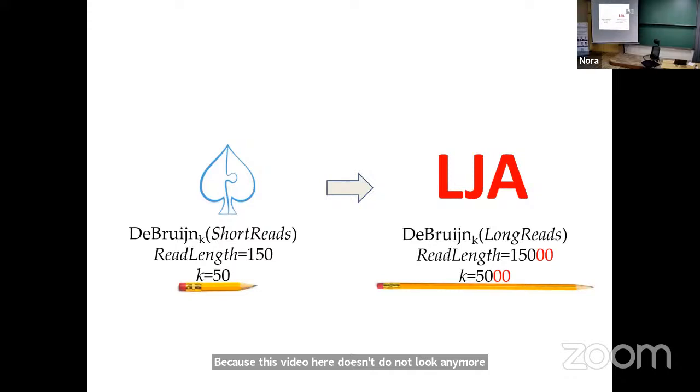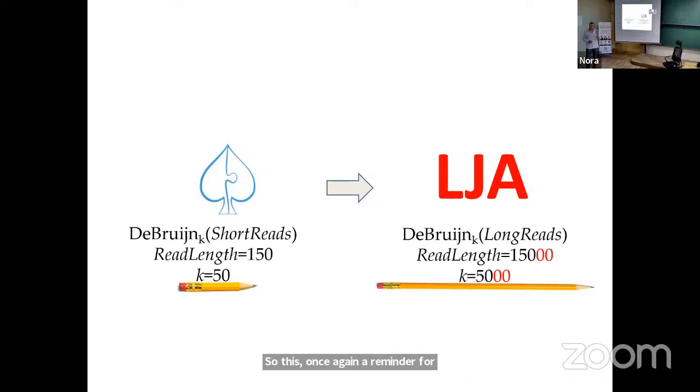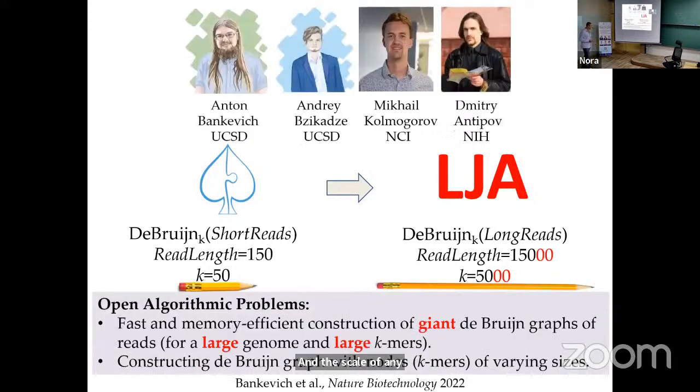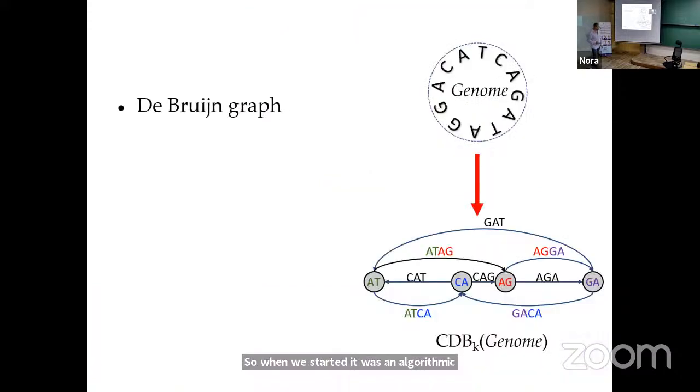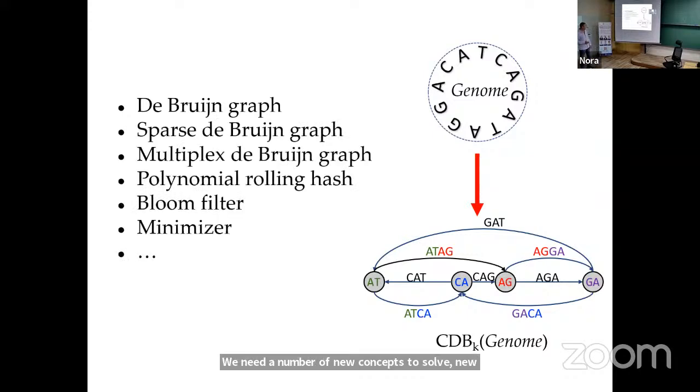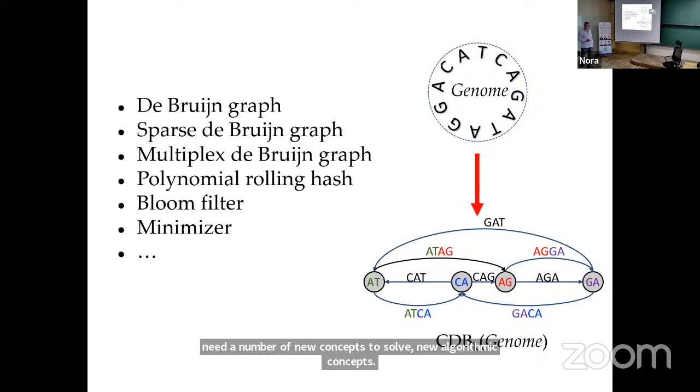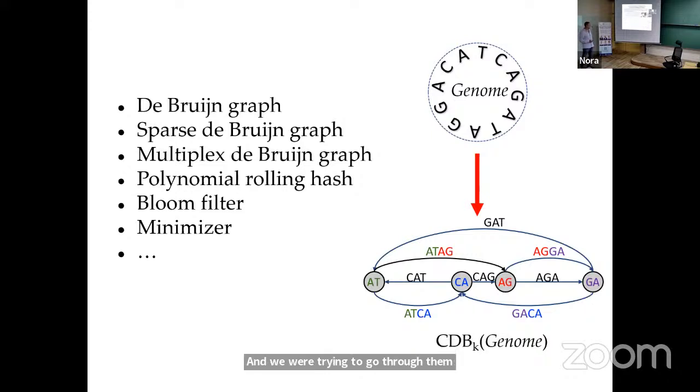So that's once again a reminder for you that you should look at the scale of the data, the scale of n in O of n, and the scale of constants. When we started, it was an open algorithmic problem, and I will describe how we tried to solve this. We need a number of new algorithmic concepts to solve it, and we will try to go through them slowly, so interrupt me when something is unclear.